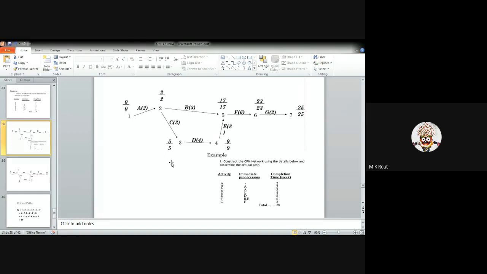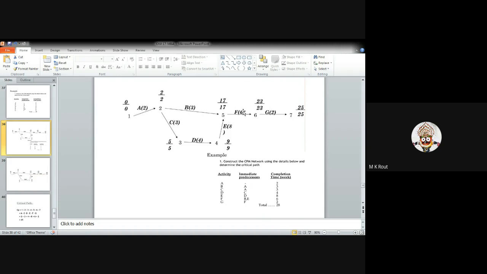Got it, Rosalyn? Sir, why should we choose the maximum one? Why only the maximum? This is the longest path, right? If you go by the longest path, automatically the completion time will be increased. That is the longest path.